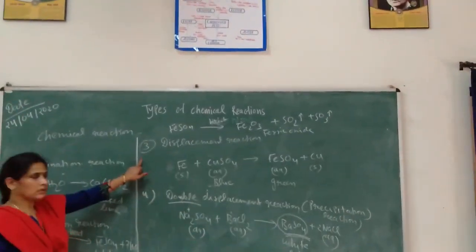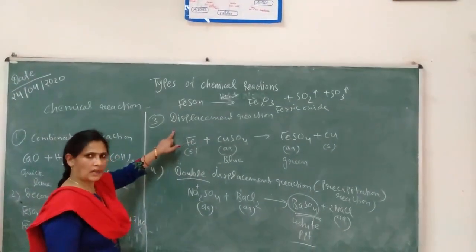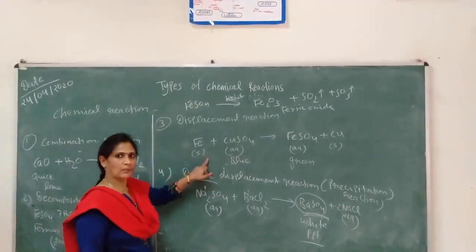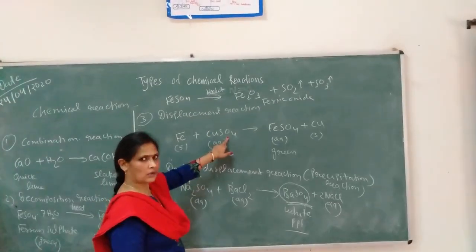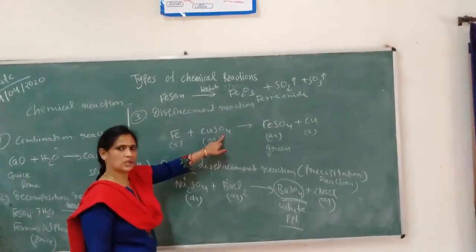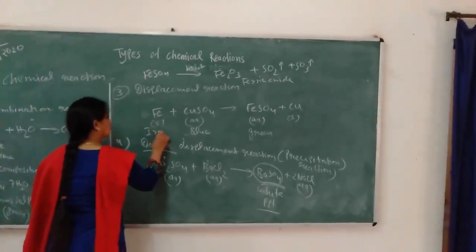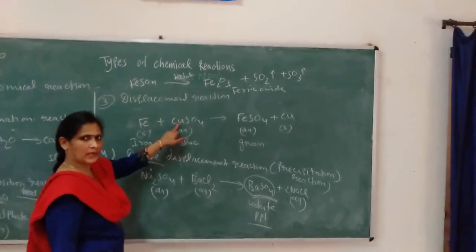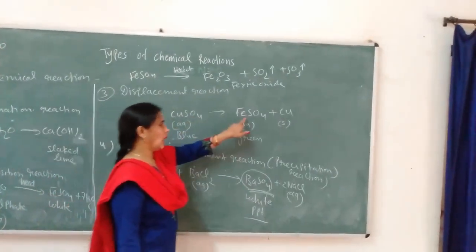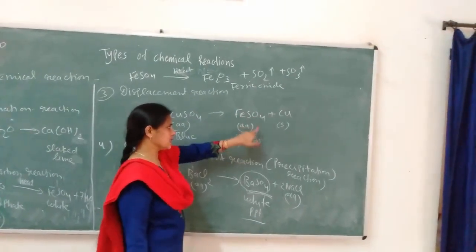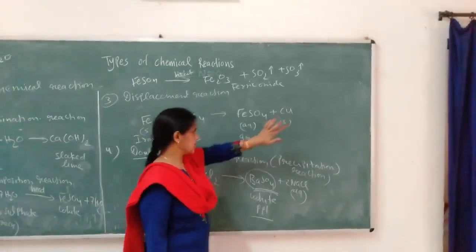Then next, the third type of reaction is displacement reaction. In this type of reaction, a more reactive metal displaces a less reactive metal from its salt solution. This is the example. In this reaction, iron is more reactive than copper, so it displaces copper from copper sulfate solution and changes into ferrous sulfate, which is green color now, and copper is formed.